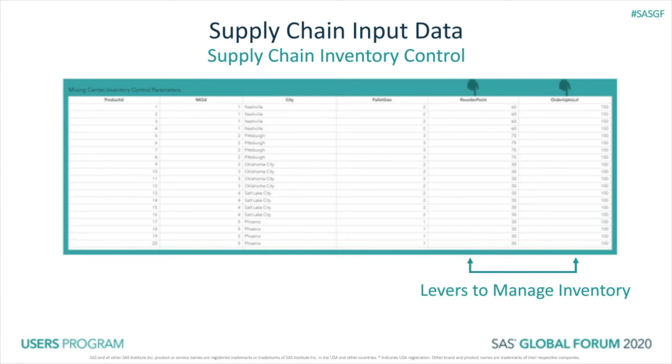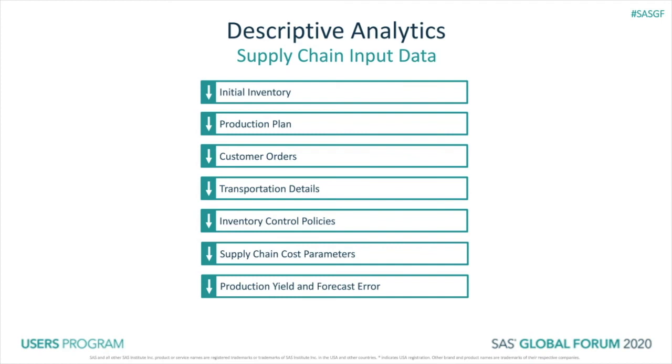So there are 2 types of levers in this illustration in our example. These are the reorder points and the order up to levels. If you would think of this as an optimization problem, these levers would correspond to examples of decision variables you would have in your system. There are 2 different data sets we have left to specify. Supply chain cost parameters is the first one, and production yield and forecast error are the second.